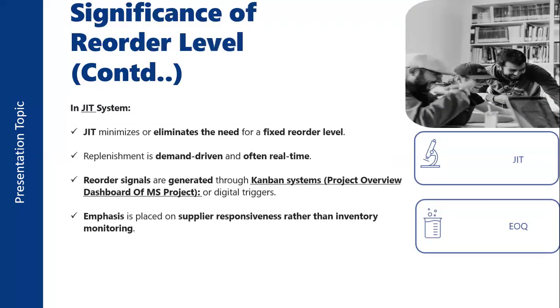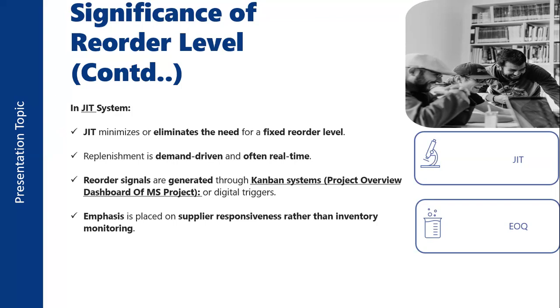Moving on to the JIT part of reorder level, we find that it eliminates the need for a fixed reorder level. Demand-driven replacement, basically, often it is found in real time. Now, reorder signals are generated through one system, again of a Japanese concept, which is known as the Kanban system.